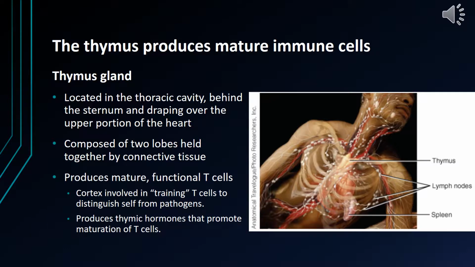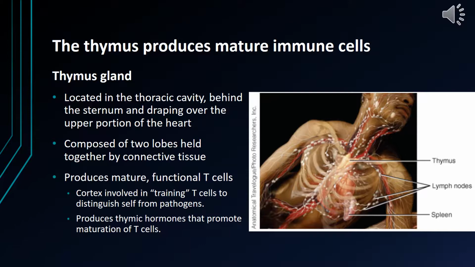The thymus is responsible for producing mature immune cells, specifically the T cells. And if you'll recall, T cells are a type of lymphocyte, which are agranular, which means they don't take up the stains like the granular leukocytes do. And these T cells, if I haven't mentioned it already, take part in the specific immune system by directly attacking pathogens.